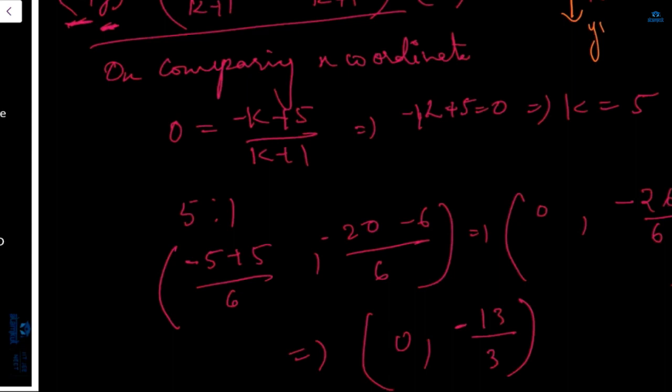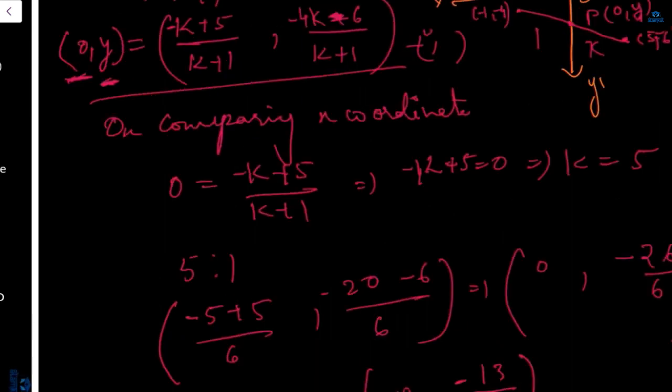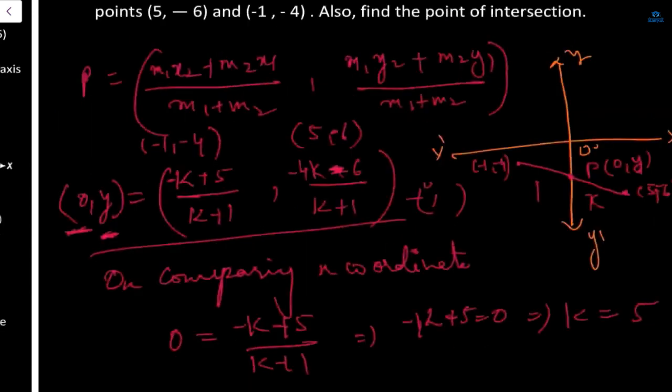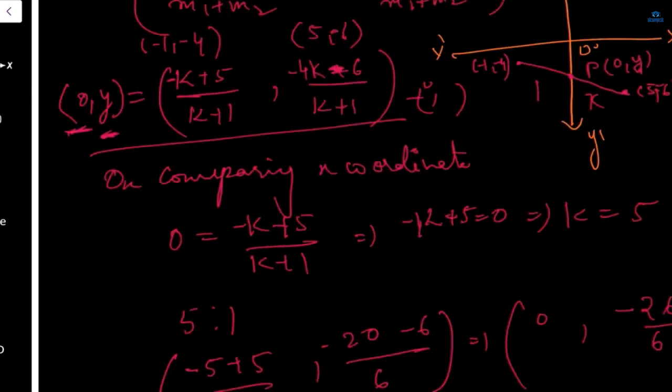So understood how you're going to do it? First of all, you're going to write the coordinates, and the ratio you are going to take as k is to 1. Now since the axis is dividing, if it is the x-axis, then y will be 0. If it is the y-axis, then x will be 0. You have to first find the section value. How can you find it? One of the coordinates will be 0. That you are going to compare with the corresponding coordinate on the RHS, and then you'll get the value of k, that is the ratio.